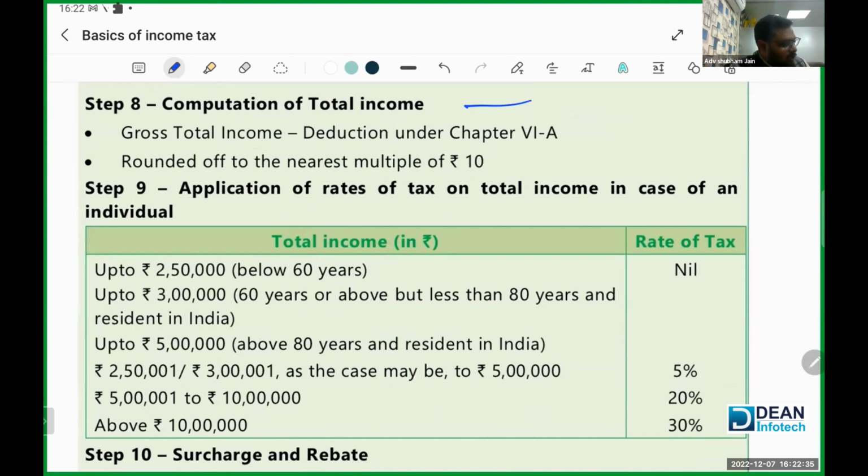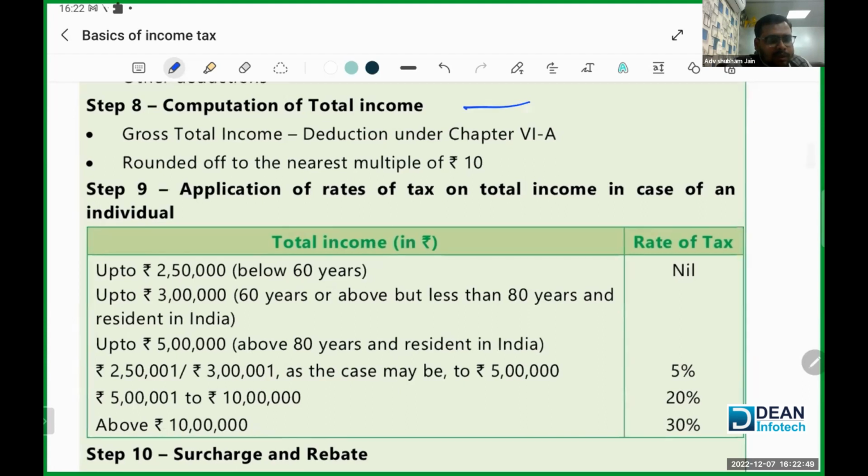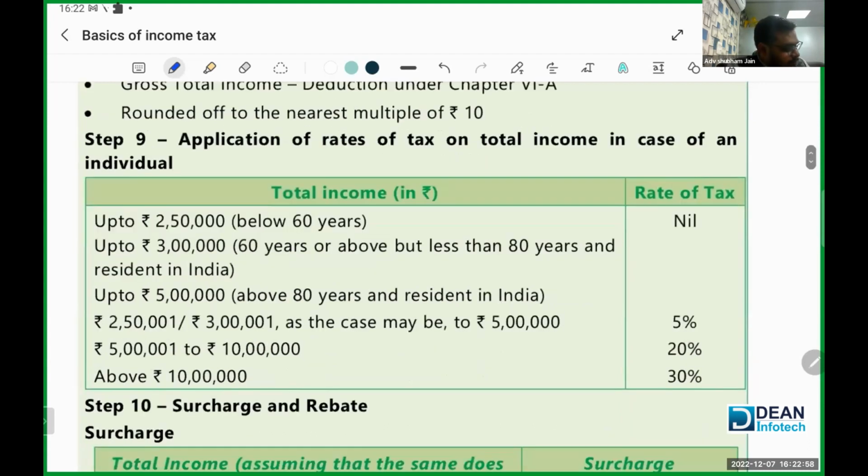As you can see on the screen, if a person has income up to 2,50,000 and is below the age of 60 years, the tax rate is nil. The government says you do not need to pay any taxes if you have income less than 2,50,000 in a particular year. This is not monthly. Everything being calculated is for the whole financial year. In case of a senior citizen who is more than 60 years but less than 80 years, this 2,50,000 limit has been extended to 3 lakh rupees. And for a person above the age of 80 years, this limit is 5 lakh.